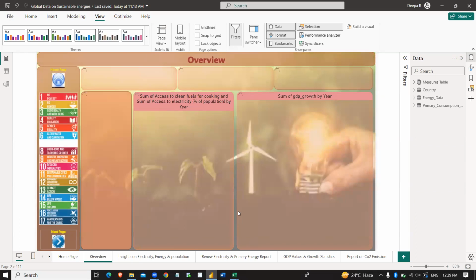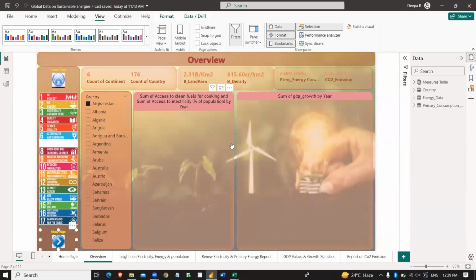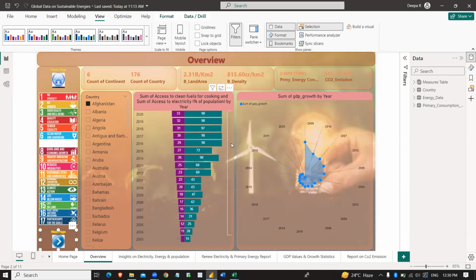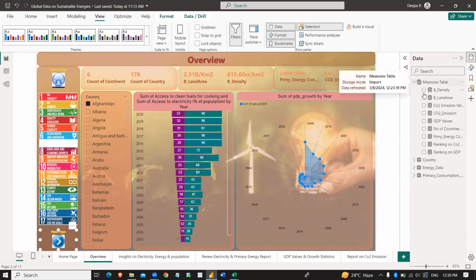So in this overview page I have tried to present the overview values. Okay, just like how many number of continents are there, how many number of countries data is there in this particular data set, and then what is the total land area, and the total density, and then total primary energy consumption, and carbon dioxide emission. For all these things, I have created measures to find out all these values.